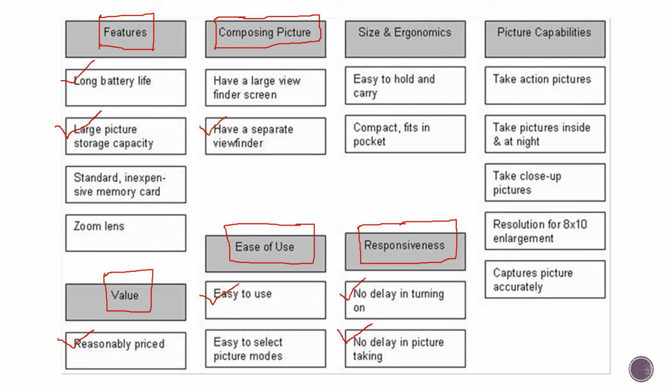So when you create a different category of ease of use, one other person in the group might say, I think it should be easy to select picture modes as well. There are different modes in the camera. While you're talking about picture modes, somebody else in the group might say, I think while it should be easy to select picture modes, the camera should be able to take action pictures as well. Now, when you're talking about action pictures, you have definitely created a new category of features that are expected out of the product, which is picture capabilities.